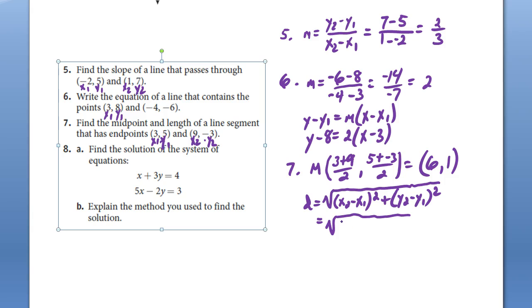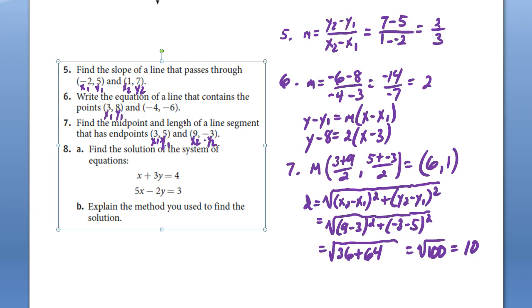So we have 9 subtract 3 squared plus, and then over here we have -3 subtract the 5 squared. Let's do a little bit of work inside here. 9 subtract 3 is 6, and 6 squared is 36. Over here, -3 subtract 5 is -8, and -8 squared is 64. Adding those together, that's the square root of 100, which is equal to 10. So our length is 10.